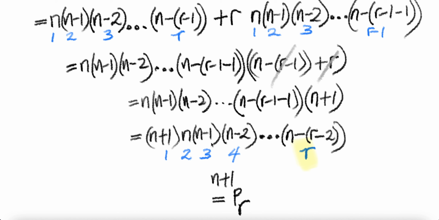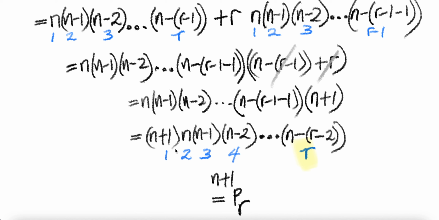Because this one starts with n, whereas this one starts with n plus 1. You have one extra term before n. Here it only starts with n; here it starts with n plus 1. The ending is the same, but the beginning now has n plus 1. So now this one is the r-th term.